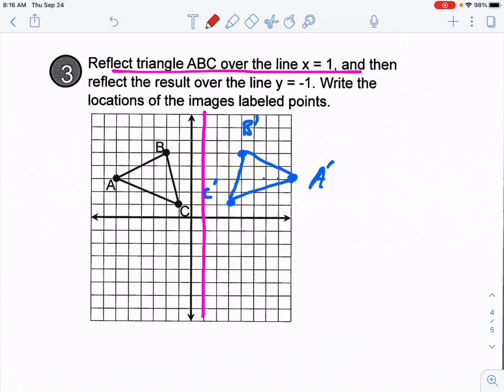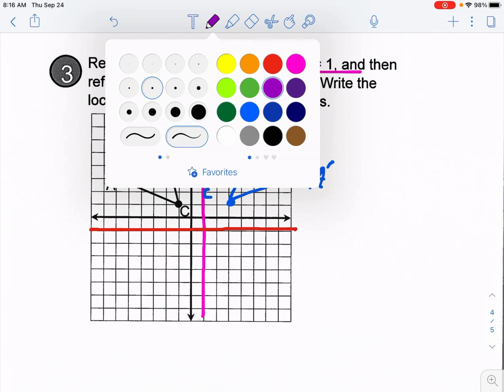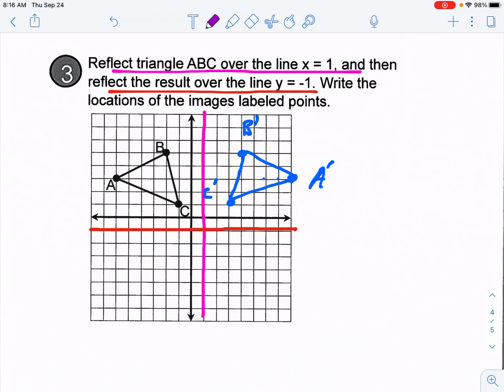All right, next it says reflect over y equals -1. So now I'm going to take our blue triangle, our new figure, and I'm going to reflect it over our red line. All right, so let's go back to our picture and let's flip them down over the red line. So A prime is 1, 2, 3, 4 away. So 1, 2, 3, 4. And I'm at A double prime.